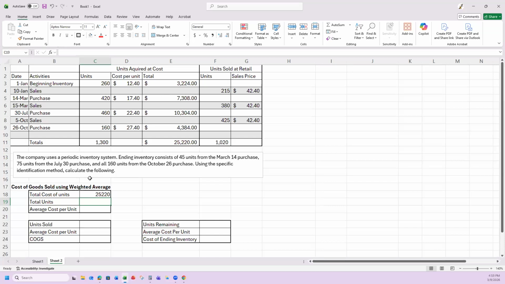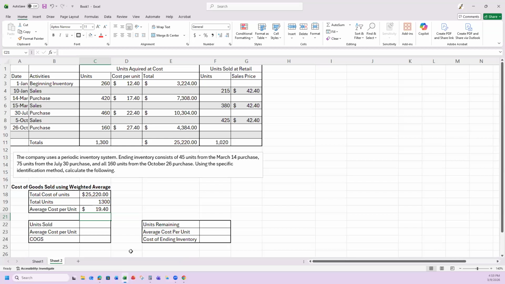And then our total number of units is 1,300. We'll make that dollars. So our average cost per unit is just the total cost divided by the total units, or $19.40 per unit. What's nice about this is it gives us sort of a weighted average. We just take total cost divided by the total units. Now we know how much on average a unit cost.